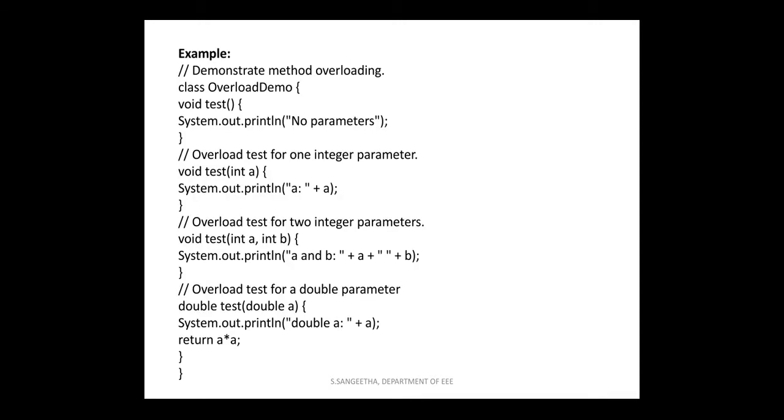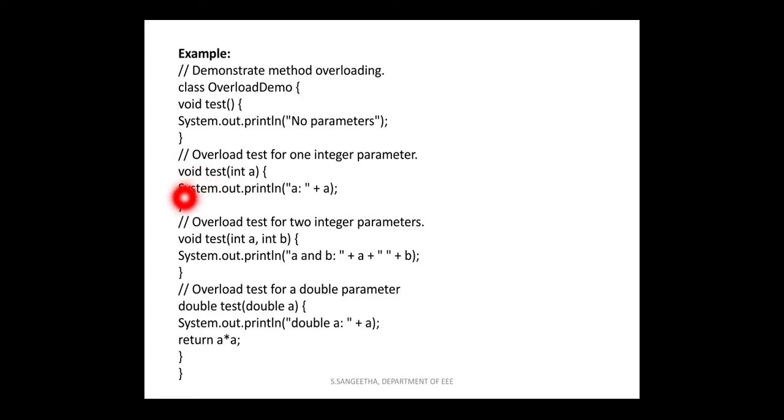Let us briefly explain with an example demonstrating method overloading. Here, class OverloadDemo, void test. System.out.println: first you have to print "no parameters" in the output box. Next you have to test the overload for one integer, then for two integers, and then for double parameters. So you have to test these three.